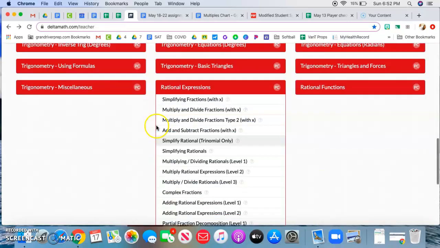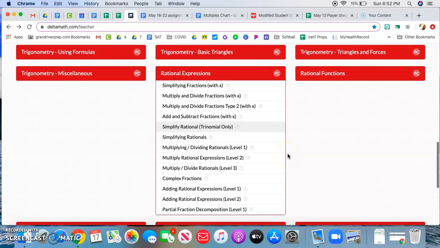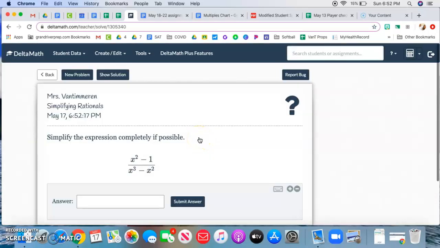Let's go ahead and look at the last set of problems that you're going to have to do here. These ones are probably going to be the trickiest for you guys typing in your answers, because you're going to get a lot of exponents here. So let's look at this example problem.